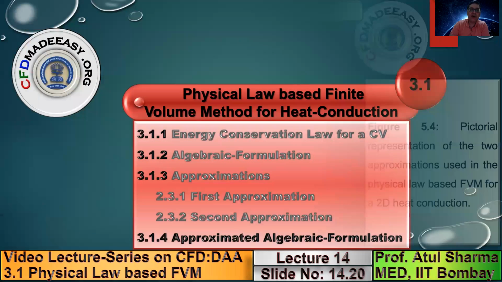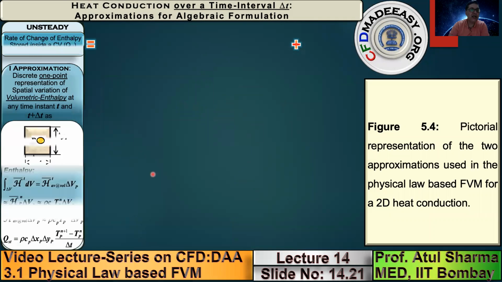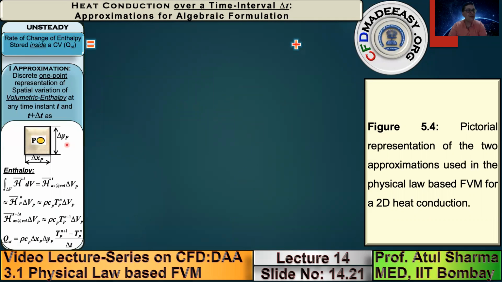So the final approximated algebraic formulations that you get for unsteady term, the change in enthalpy that you have calculated, I have mentioned that if you divide the enthalpy by volume, then it becomes mass per unit volume. So you get a product of density, specific heat, and temperature. And temperature average at volume, we are representing it by this pixel value P. So instead of average at volume, now this becomes temperature at P.